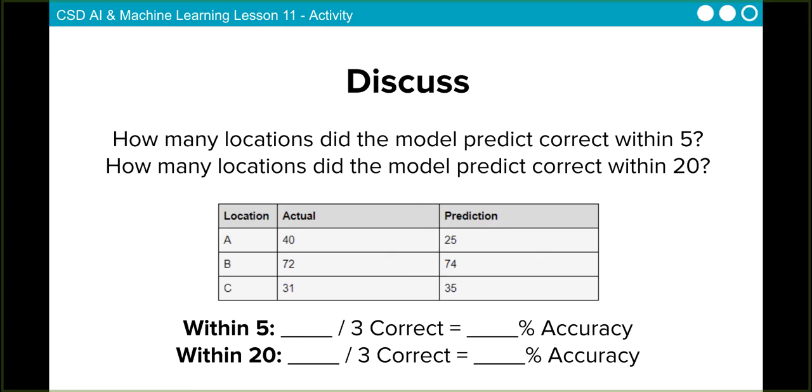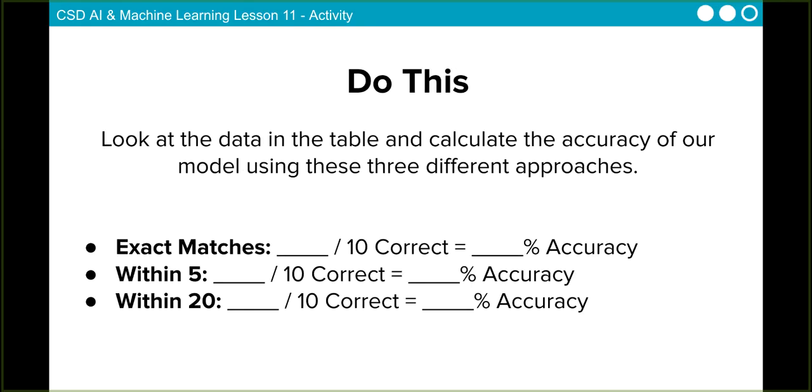So we're going to be completing this. If it's within 20, though, if the number is within 20 and we say all of them are correct, 3 out of 3, that would be 100% accuracy. But it's not accurate because there were a lot more zombies at location A. So if we chose to go to location A, it wouldn't work out well for us.